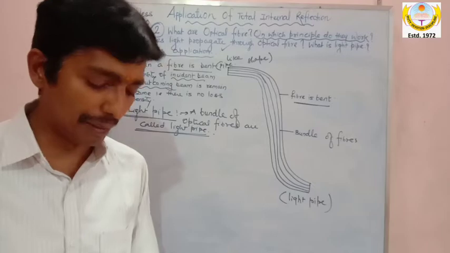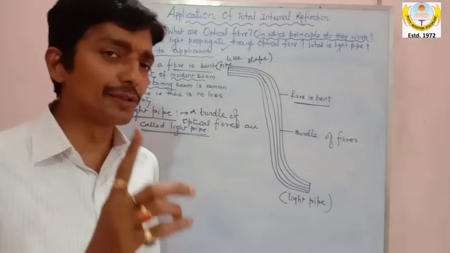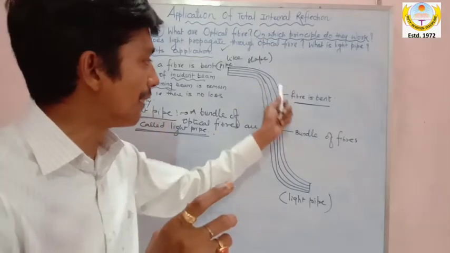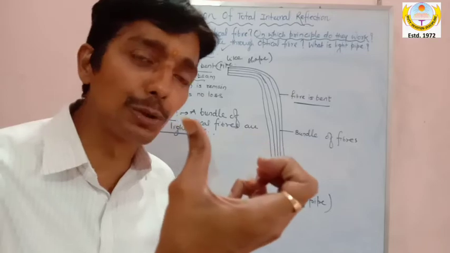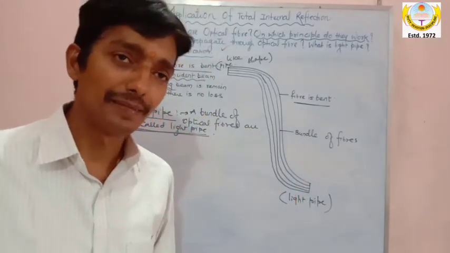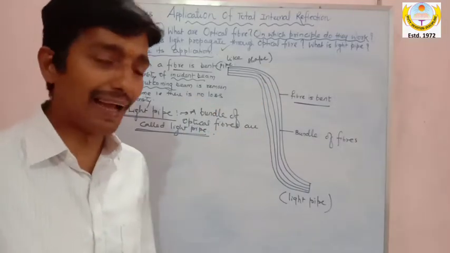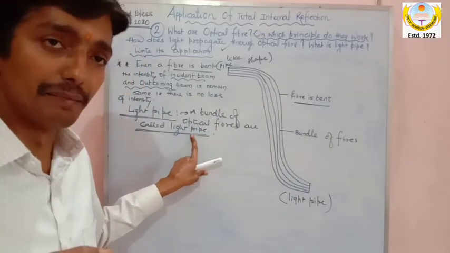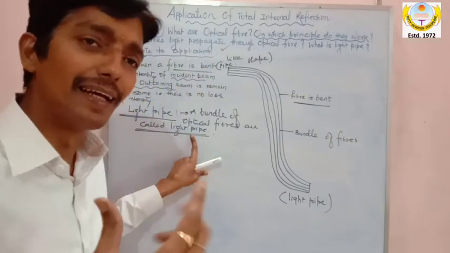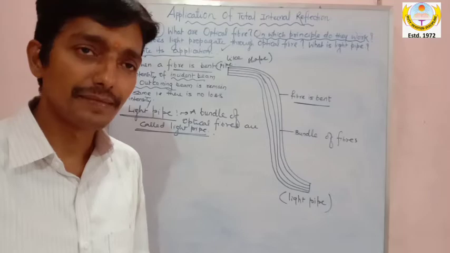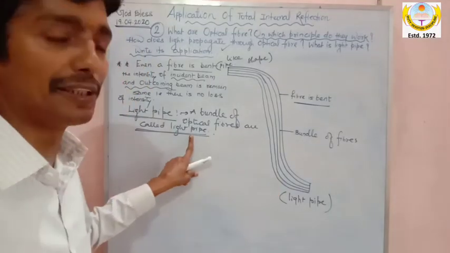Now, my dear, here is one question. Why does it not work with one fiber only? Why have I taken bundles of fibers? Why have I taken many fibers, and they make a light pipe? But why did we do it? Why is one single fiber not used? What is the reason why science required a bundle of fibers and constituted a light pipe?